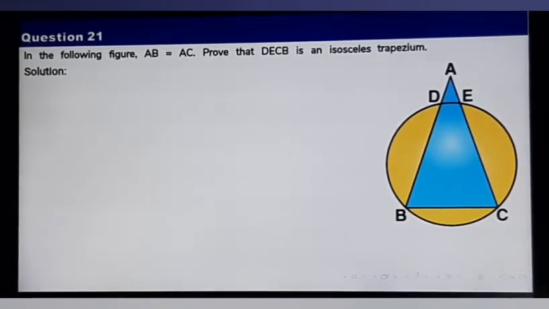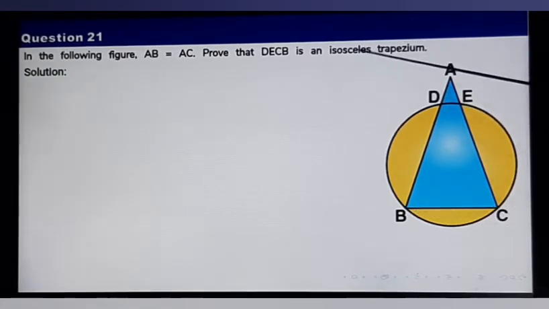Okay, let's have a look at the next question. In this question, it is given that in the figure AB is equal to AC. We need to prove that DECB is an isosceles trapezium.